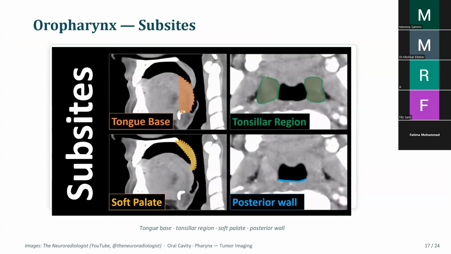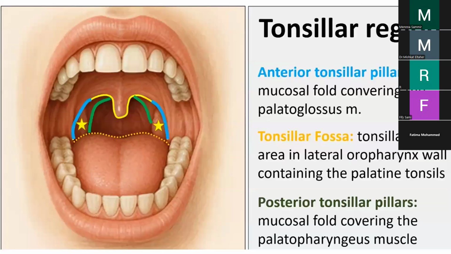Now to the tonsillar region. In the tonsillar region, we have two paired mucosal arches along the upper oropharynx. The anterior arch is formed by the palatoglossus, and the posterior pillar is made by the palatopharyngeus muscles. Between them is the tonsillar fossa, here noted by that star-like shape, holding the palatine tonsils, which is a common site for oropharyngeal carcinoma.